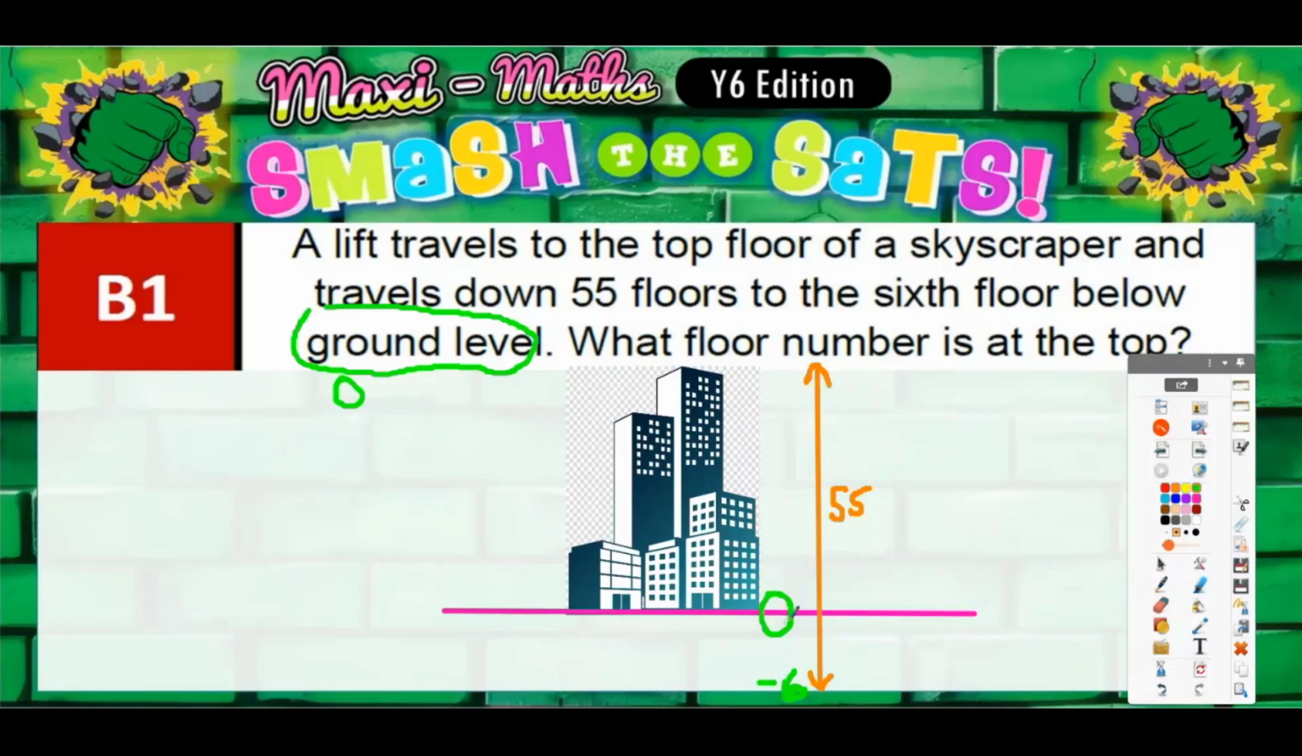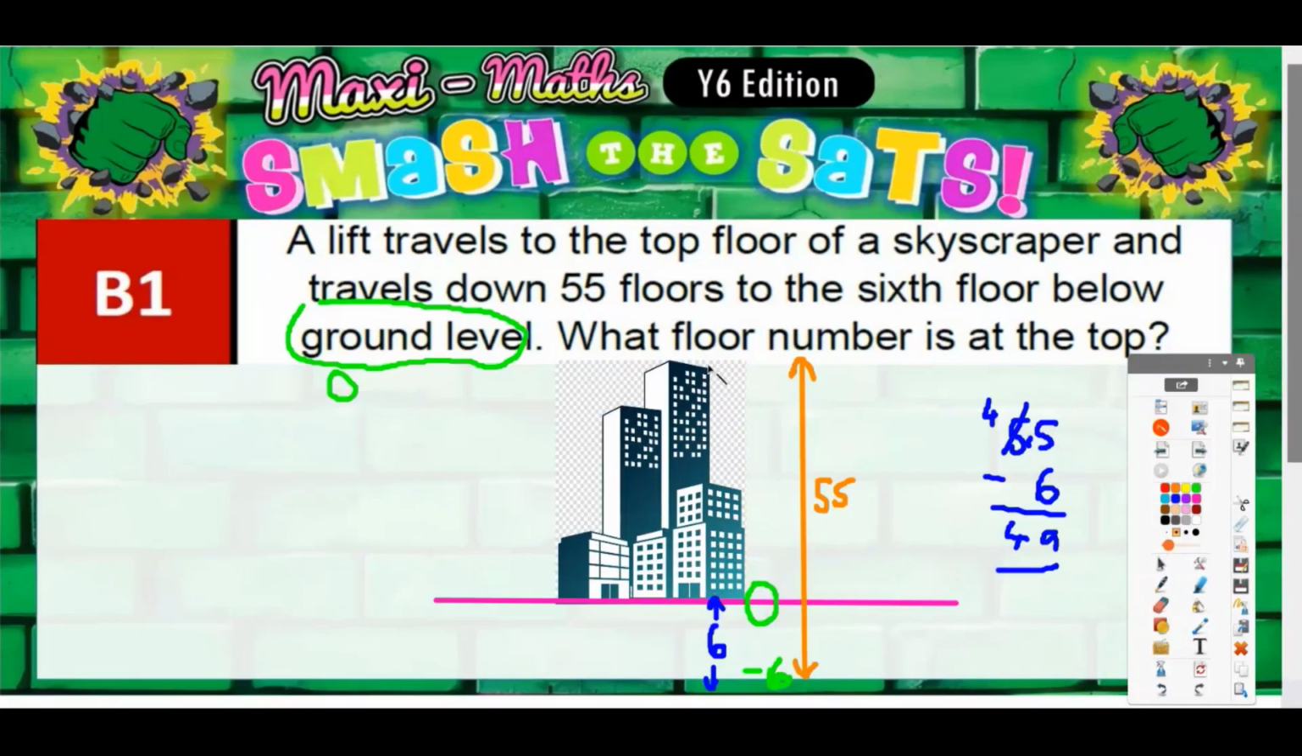Now, what we need to remember is that from 0 to -6 is a gap of 6. But the gap is 55 altogether. So the question is, how many more floors is it to make it up to 55? To work that out, if we just do 55 take away 6, which you could probably do in your head, is going to be 49. Just to make sure, yeah, 49. Then that means that we've got to have 49 more floors on top of the 6 to make it 55 floors altogether.